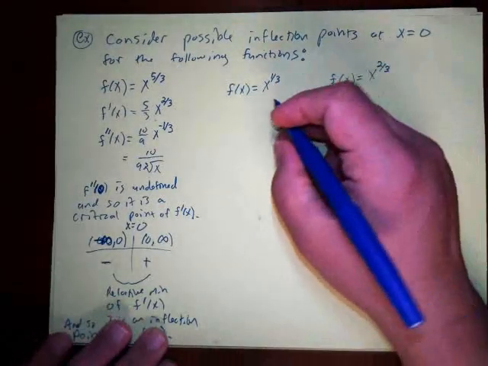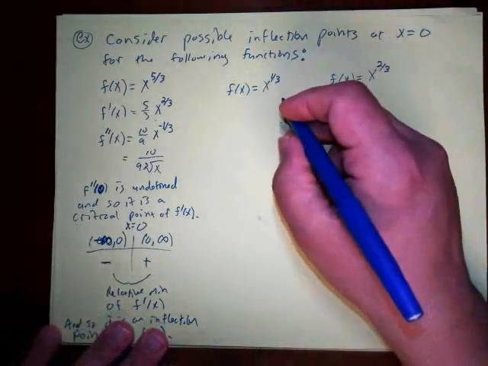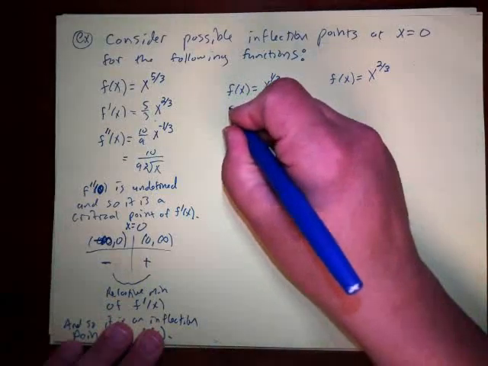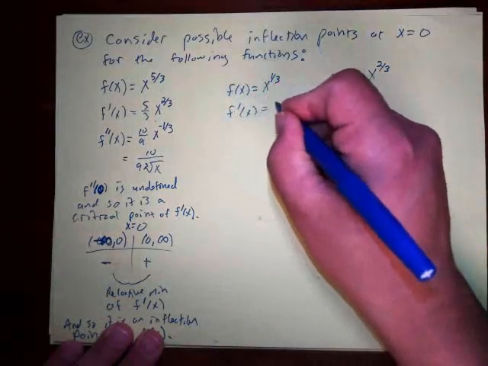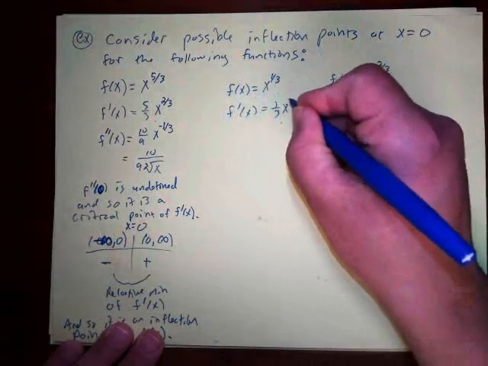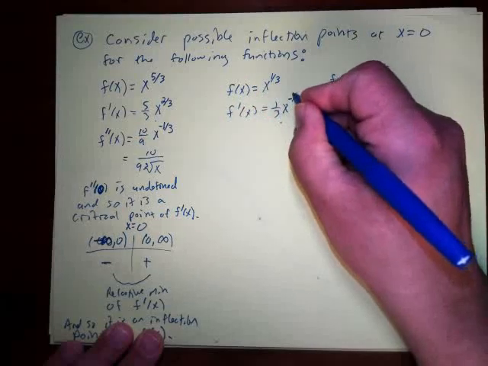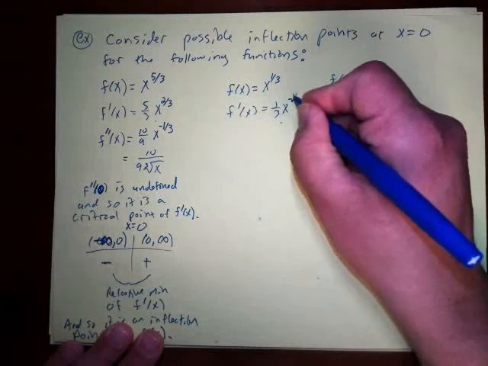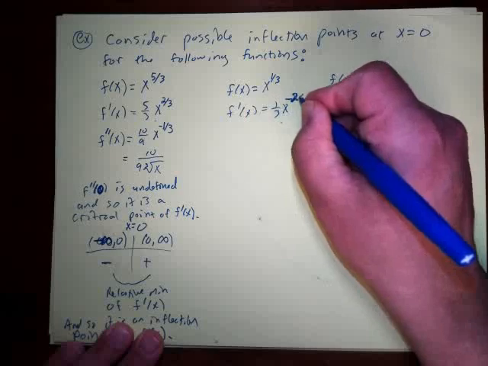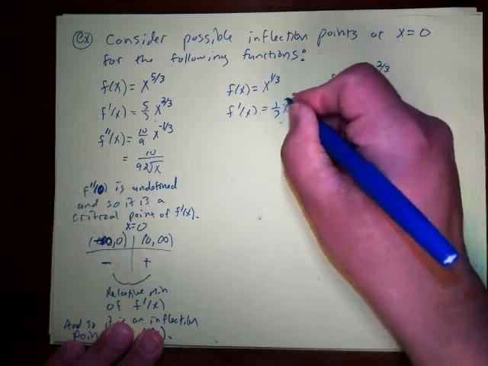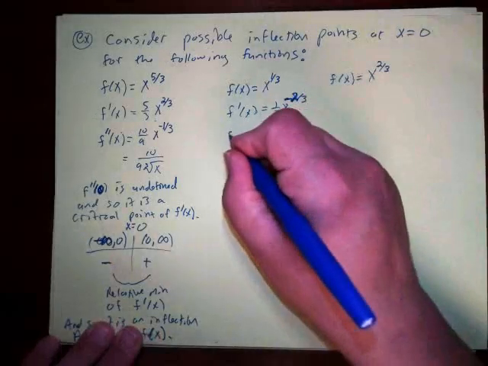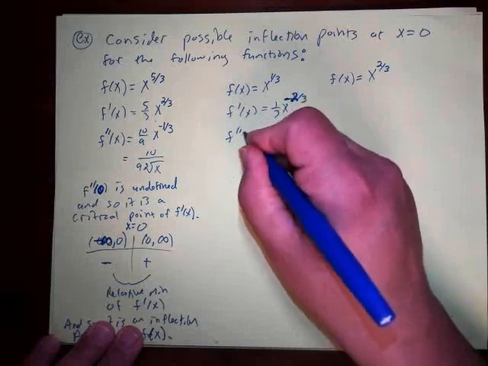So now let's look at this one here. So now I'm going to take the first derivative, and I get 1/3 x to the negative 2/3. Okay, so that's the first derivative, and then the second derivative.